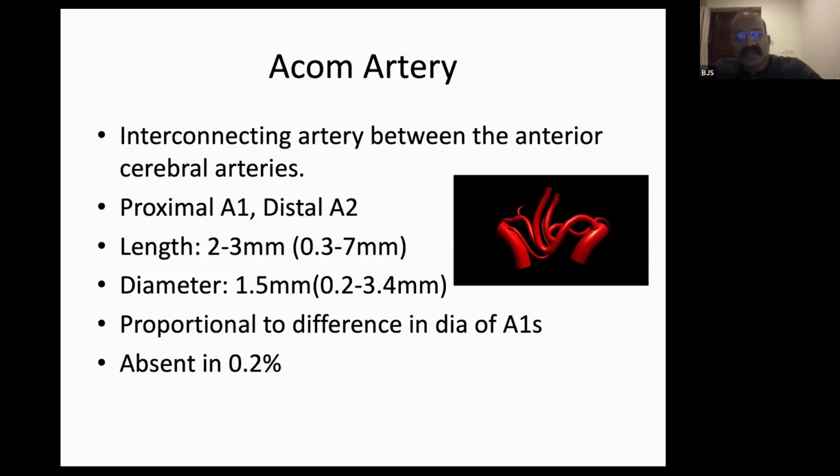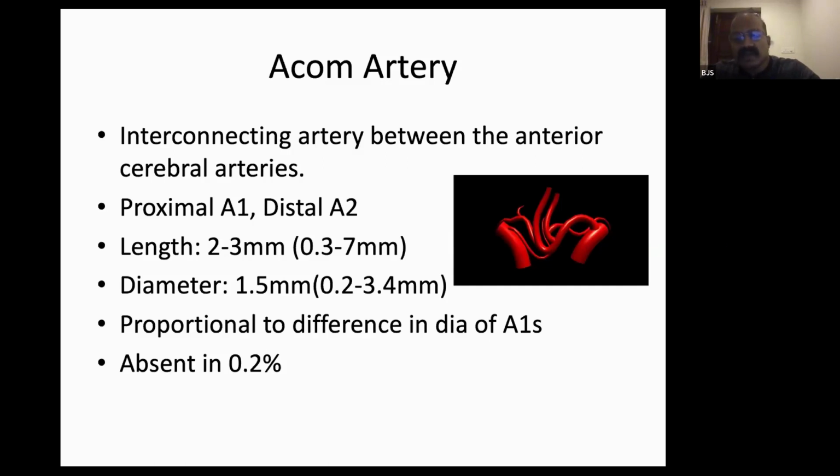Now, the ACOM artery, as I said, is the intercommunicating artery between the anterior cerebral arteries. Proximal to it is the A1 segment, distal to it is the A2 segment, and the length of the ACOM can be around 2 to 3 millimeters, and the diameter is between 0.2 to 3 millimeters. That is, it can be very small and rudimentary, 0.2 millimeters, or it can be quite big as well, 3 to 4 millimeters.